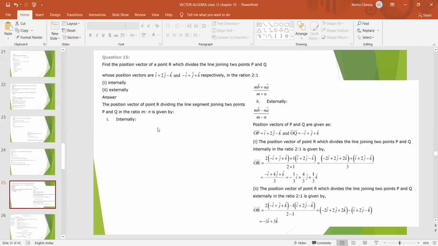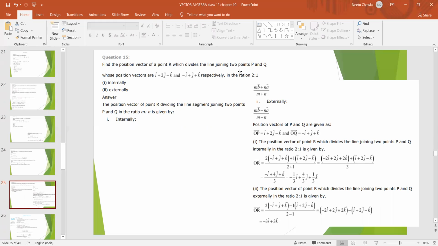The position vector of point R dividing the line segment joining two points P and Q in the ratio m ratio n is given, internally, when it is internal, by the formula m into b plus n into a vector upon m plus n. And externally, we know it has a subtraction sign. So let's find it for internally first. This is your a vector and this is your b vector.